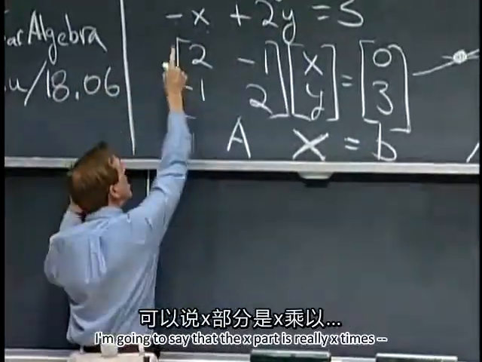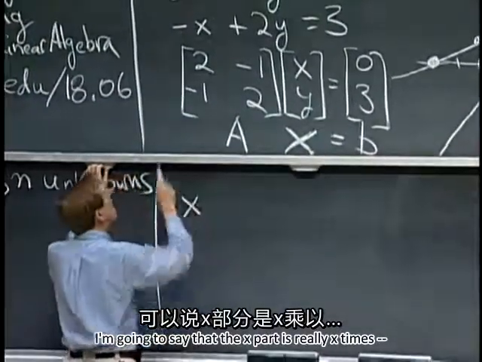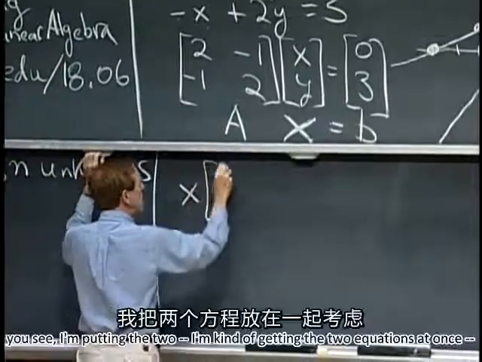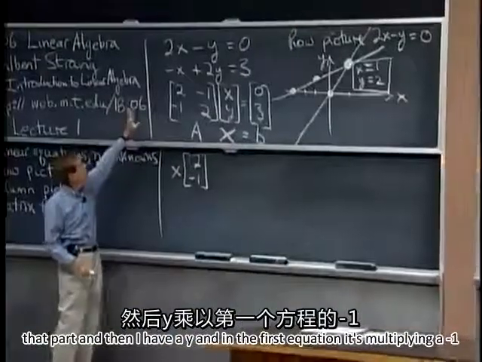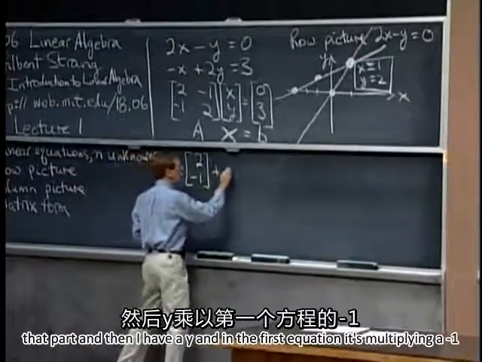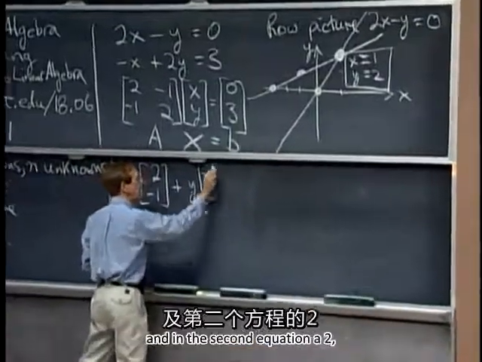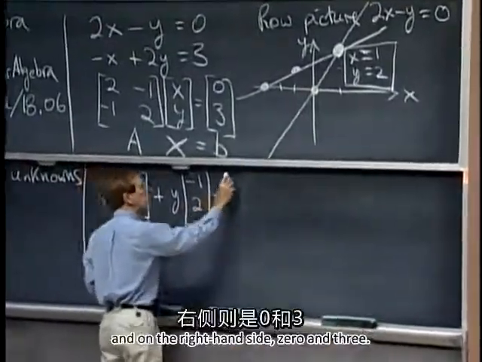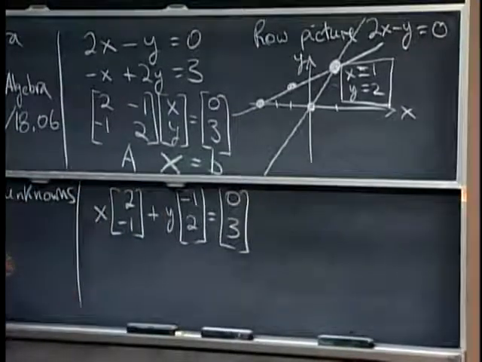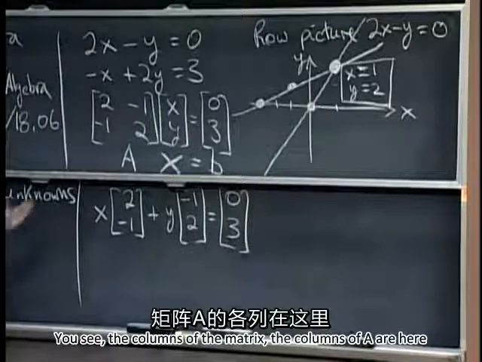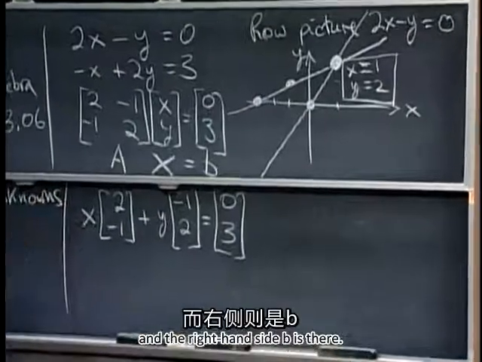I'm going to say that the x part is really x times, you see I'm putting the two, I'm kind of getting the 2 equations at once. That part, and then I have a y, and in the first equation it's multiplying a minus 1, and in the second equation a 2. And on the right-hand side, 0 and 3. You see the columns of the matrix? The columns of A are here, and the right-hand side B is there.